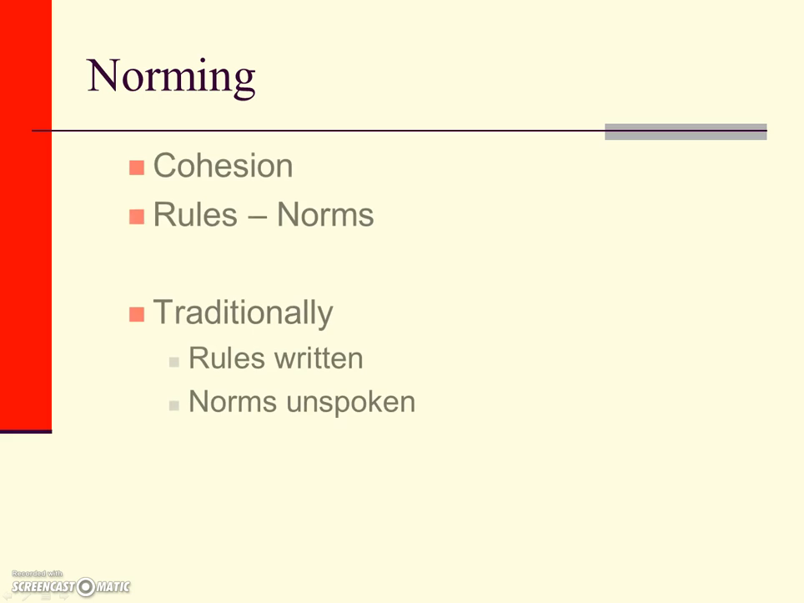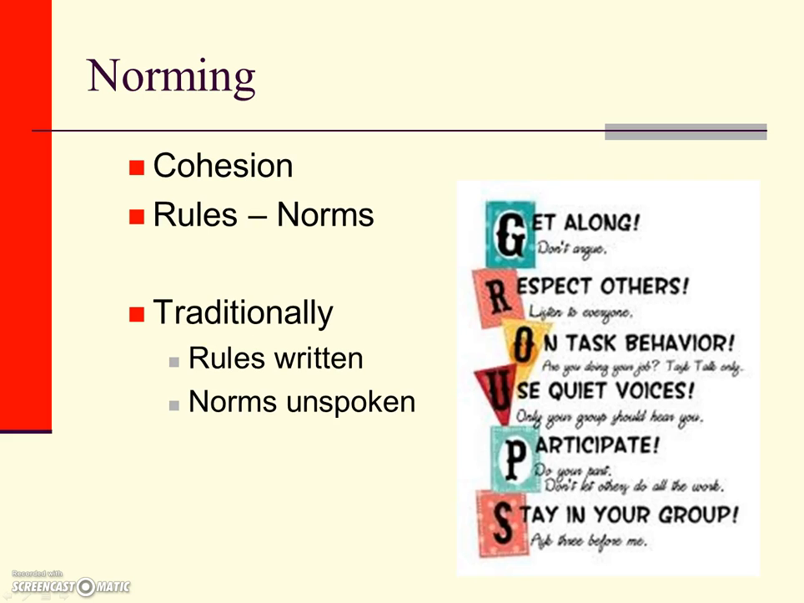The next stage is norming. And in the norming phase, cohesion begins to occur. In the book Building Teams, Building People, the authors state that norms are the glue of an organization. When norms are well established and widely known, they can actually create energy. Now, traditionally, we know that rules were written down and norms were unspoken. For example, in a college classroom, students don't have assigned seating, but they quite often will sit in the same seats. How the class functions, where people sit, how they interact are all norms.